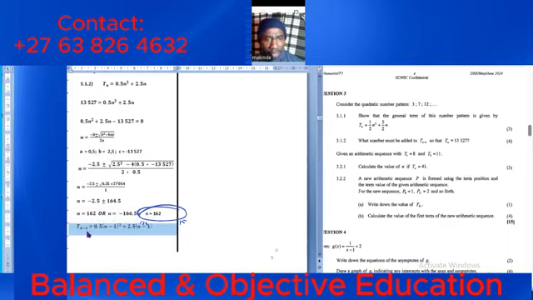So now, let's write an expression for Tn minus 1. To write an expression for Tn minus 1, all we have to do is to substitute n minus 1 anywhere you find n in the Tn expression. And that is exactly what we did here. So instead of writing n here, we wrote n minus 1. And instead of writing n here, we wrote n minus 1. Next, we can expand this.